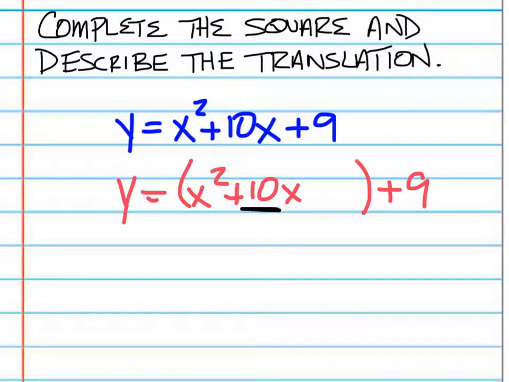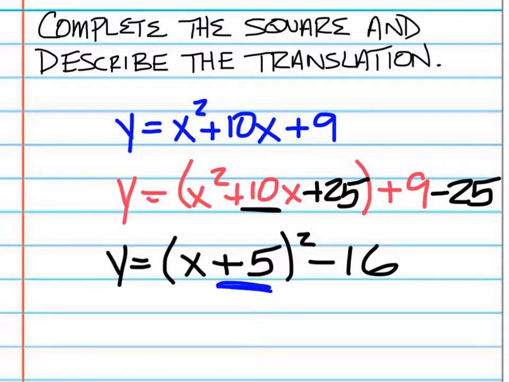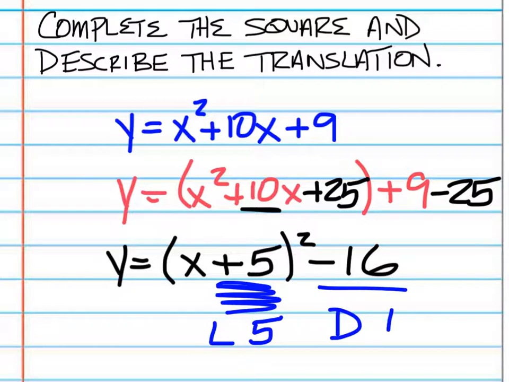Then you need half of that 10, which is 5. Square it to get 25, but subtract 25 on the outside. Parenthesis, your variable, the sign from the middle, half of that middle coefficient, close and square. 9 minus 25 is minus 16. Plus 5 goes which direction? Left, so it's going to go left 5. And then minus 16 goes down 16.